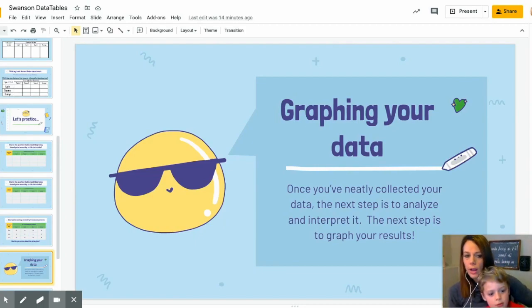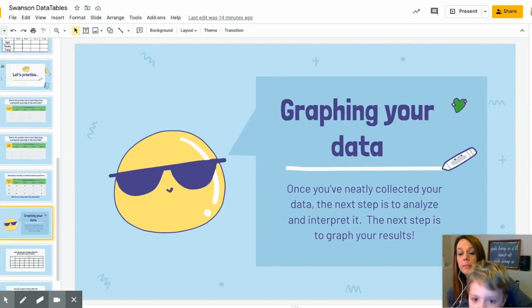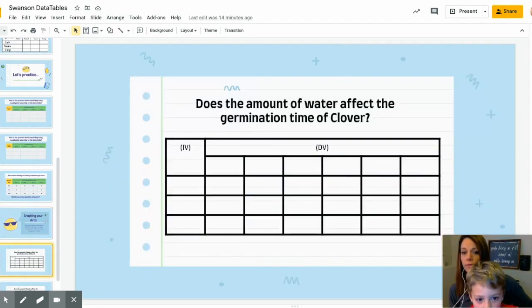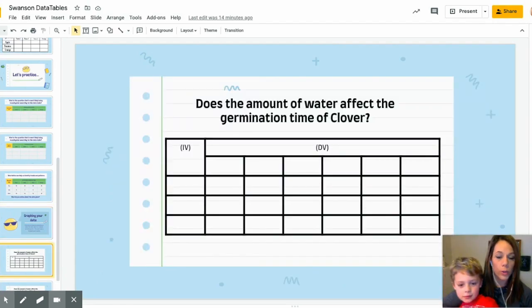That's when we would graph our data. We'd make maybe a bar graph or a line graph. Now, when we are doing our clover experiment, we're going to want to set up a data table that looks something like this. So again, our question is, does the amount of water that we give the clover affect the germination time, meaning the number of days it takes to sprout up through the soil? So our independent variable is going to go over here. Our dependent variable is going to go over here.